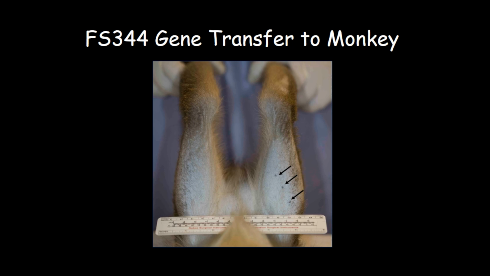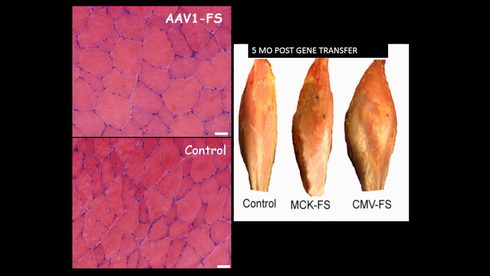Here's a monkey leg, and we injected this at 3 sites into the monkey leg, and we see that the muscle grows. Here's the normal control. Here's the gene leg that we put the AAV in, and it grew to fairly large size. And even when we put in a muscle-specific promoter, it grew in size. And here you can see a slide comparing the muscle fiber size in the gene that we injected versus a control.